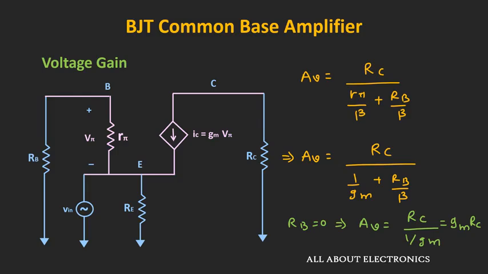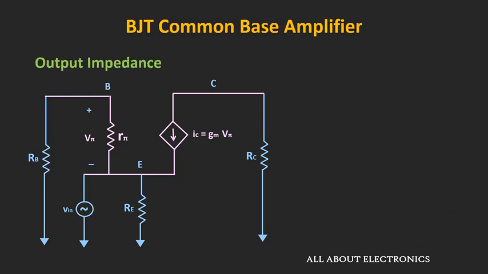Alright, so similarly, now let us find out the output impedance. So the output impedance is the Thevenin's equivalent impedance which is seen from the output side. And for that, we will consider all the independent sources in the circuit as 0. That means we will consider this input voltage source Vin as 0. That means we can replace this input voltage source by a short circuit. So once this input voltage source gets short circuited, then this emitter resistor will also get short circuited.